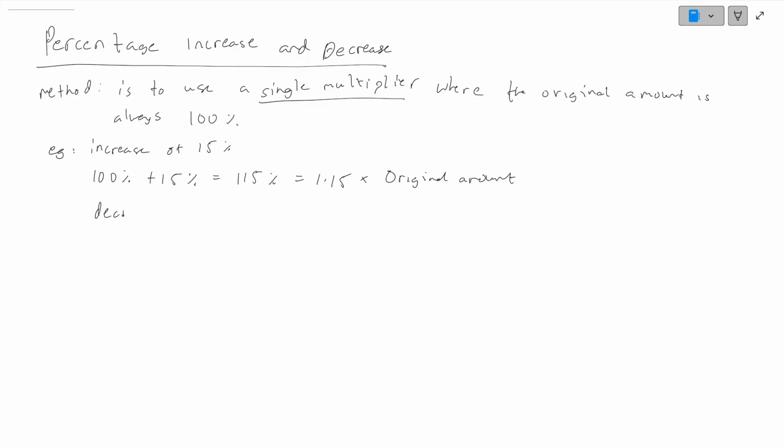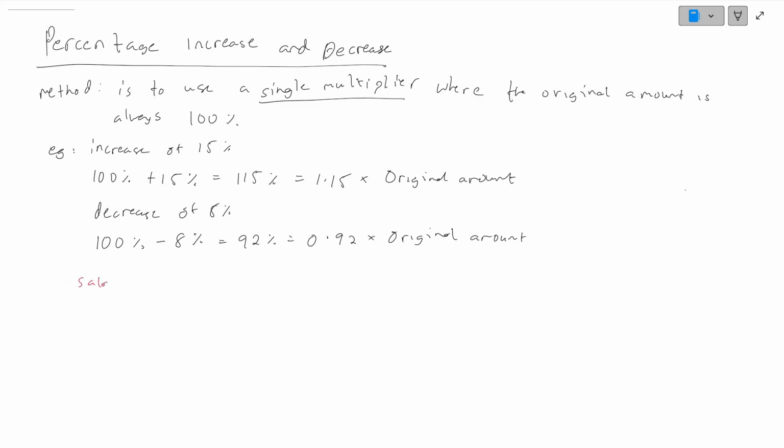Then when looking at percentage decrease, you will take that original amount again, 100%, and you have decreased 8% this time, which gives you 92%, which is just 0.92 in decimals, which is your single multiplier, multiplied by your original amount to get your percentage decrease. Let us take a real example of both.